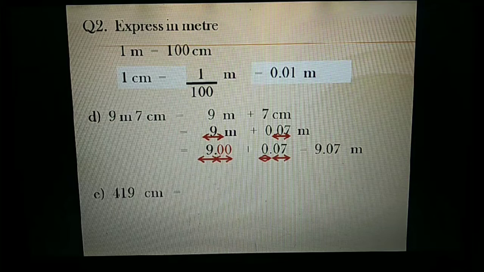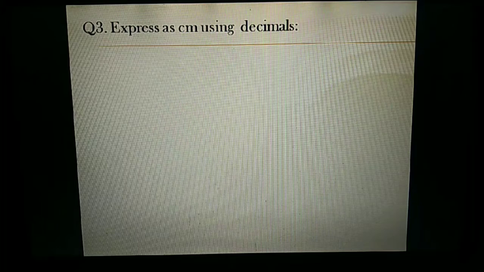Next is 419 centimeter. Again, as per formula, we will put a point after 2 digits from right, and you will get the answer as 4.19 meter. I already explained to you why we are putting a point after 2 digits from right while converting from centimeter to meter. Next, express as centimeter using decimals.